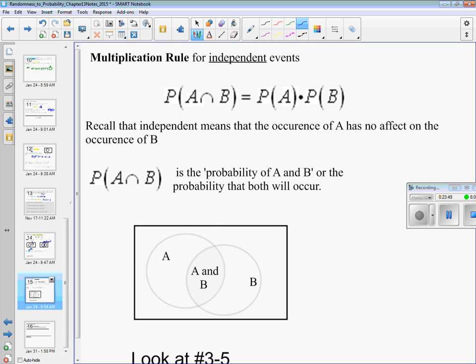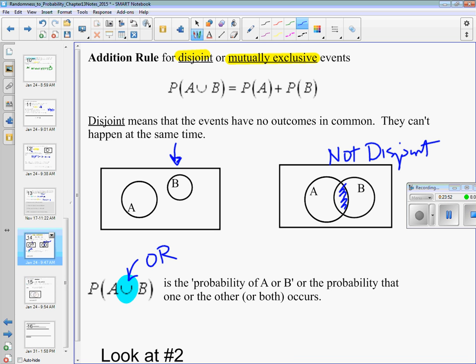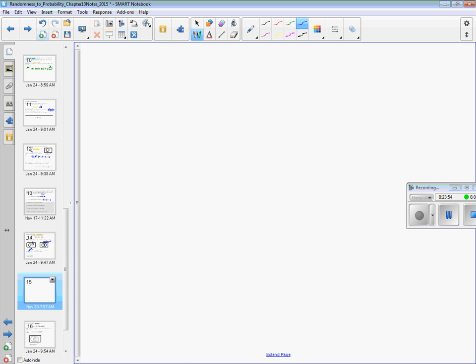So, I want to do not disjoint first. So I'll add here. What happens when you have events that are not mutually exclusive? And I'm just going to write ME for mutually exclusive. Is that okay? Because my smartboard's acting weird anyway.